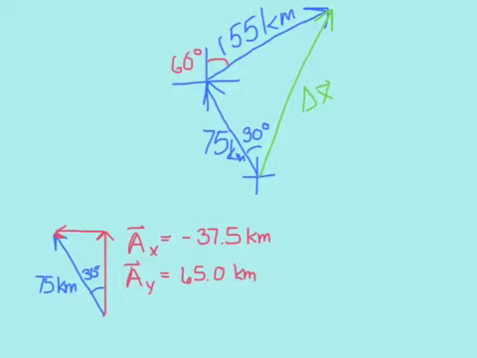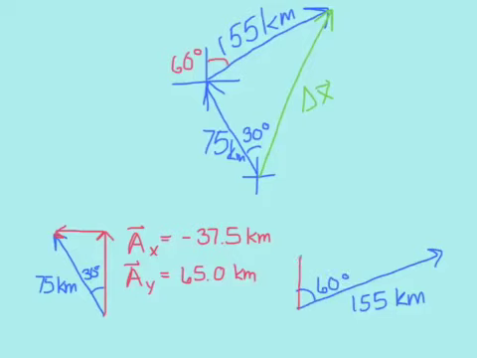Now we need to do the same thing for our second vector. We'll call that vector B. So again, I'm going to draw a diagram, and then I'll draw its two components. First I'll mark that this is 155 kilometers. And this time we were given this angle here as being 60 degrees.